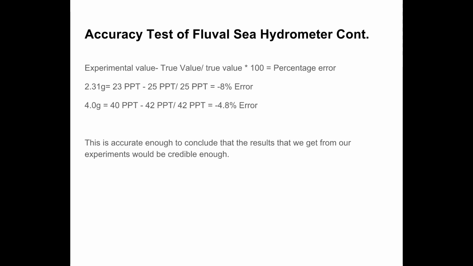When we did that, first we did the 2.31 gram sample, and we got 23 parts per thousand minus 25 parts per thousand, divided by 25 parts per thousand, times 100. Sorry, my mistake. And we got a negative 8% error. Now, when we did the 4 gram solution, we did 40 parts per thousand, which is the experimental value, minus 42, which is the true value that we got, divided by the true value, and we got a negative 4.8% error. Now, these percentage errors are really small, so we concluded that this could be accurate enough that the results that we get from our experiments would be credible enough.